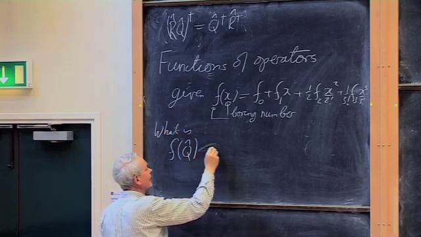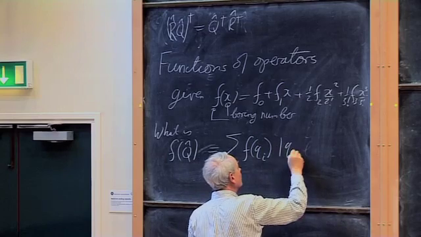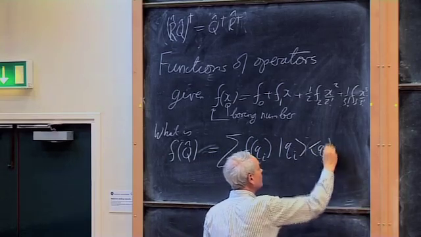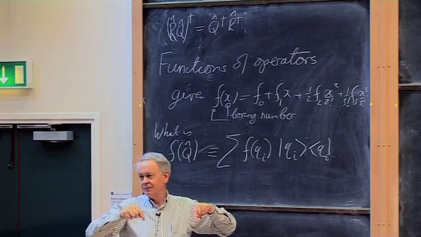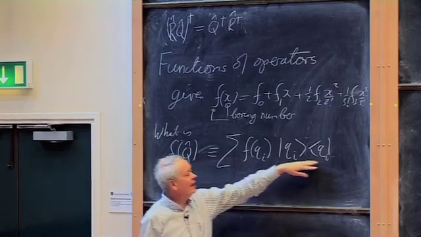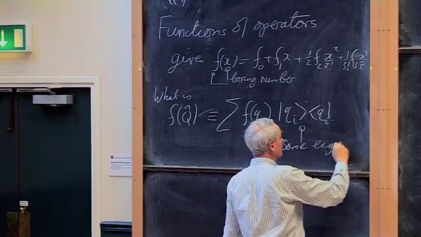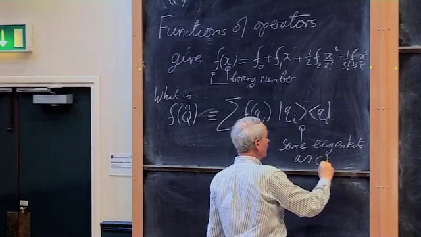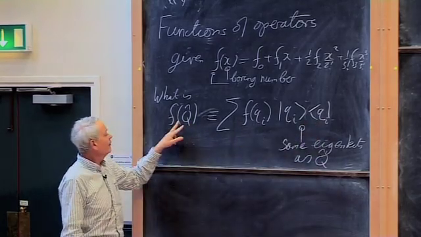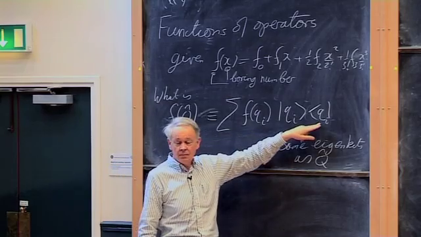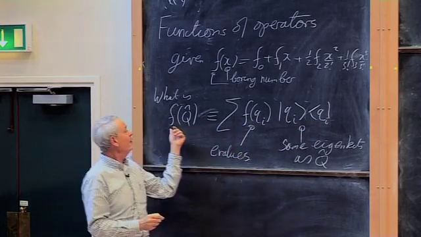What is f of Q? The answer to that is this. It's the sum of f of q_i, |q_i><q_i|. So this is the definition. When we say a function of an operator, this is what we mean. This here is an operator which has the same eigenkets as its argument. A function takes an argument, the argument's an operator, and this operator has eigenkets. So a function of an operator has the same eigenkets by construction, but the eigenvalues are the given function of the old eigenvalues.